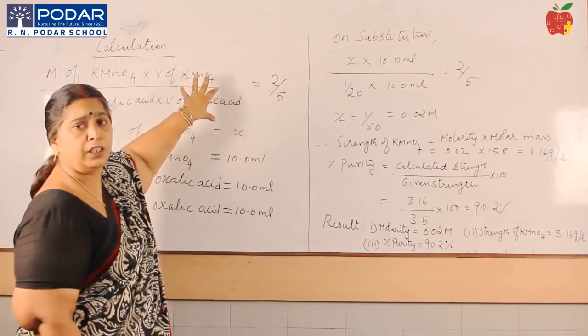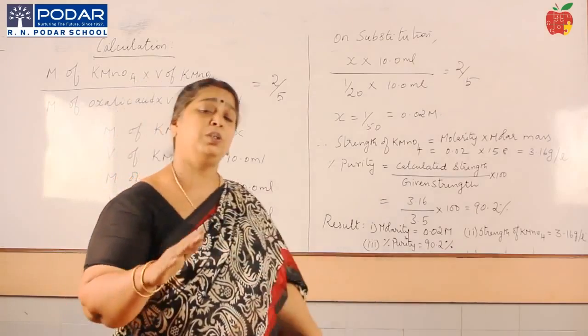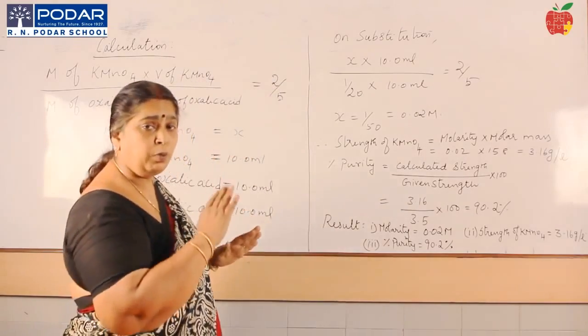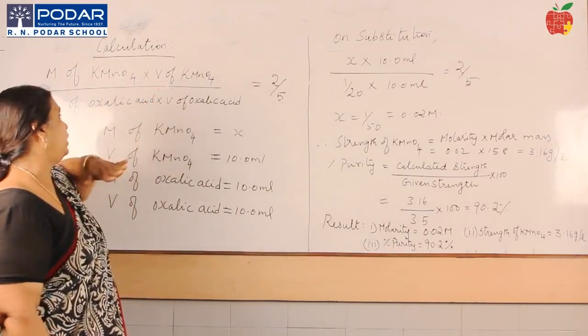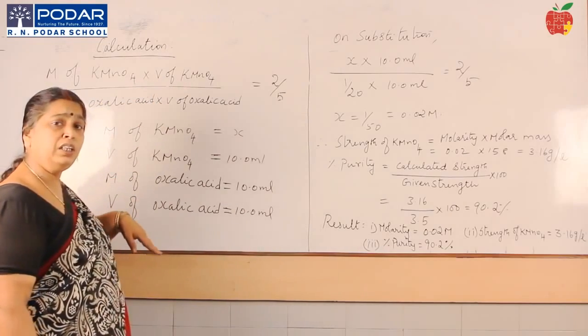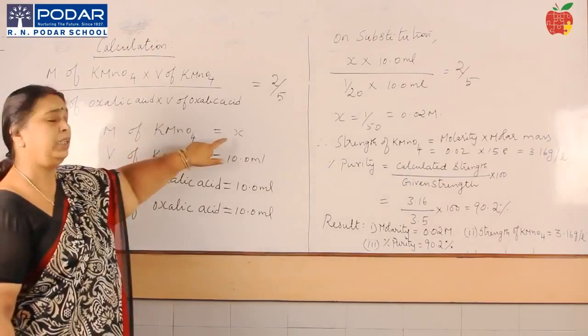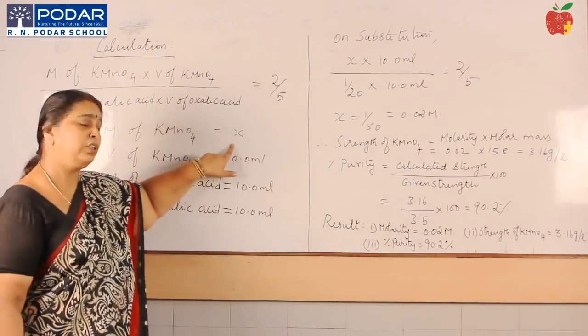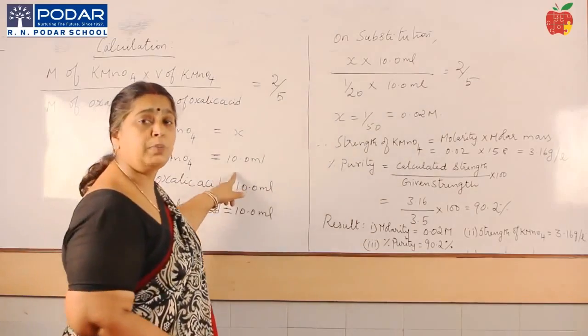This is the molar ratio. Where did you get this 2/5 from? From your balanced equation, from your stoichiometry, where you get the molar ratios in which they are reacting. So you equate them and from that you find out the molarity of KMnO4. You assume molarity of KMnO4 to be X because you do not know, and that is what you are going to find out.